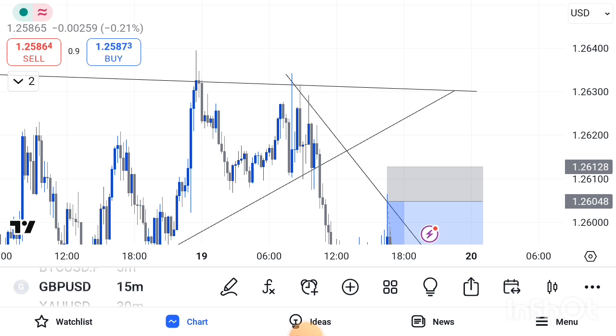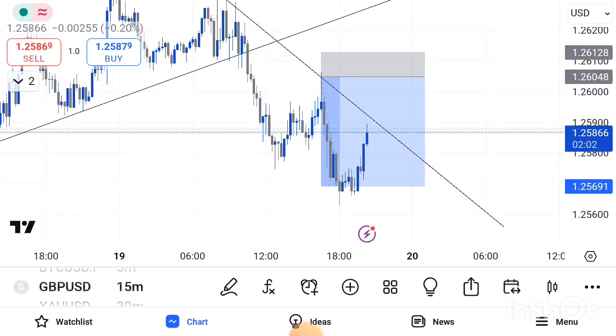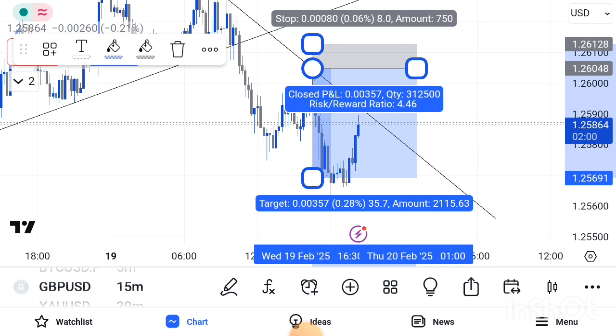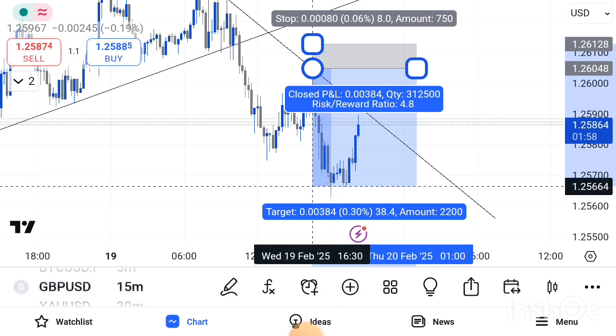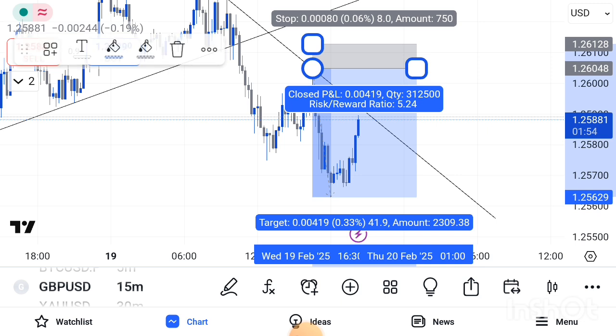Okay, you can see price is leaving crazy wicks. So this is actually a very good example of a trend line. Very good example, very good. This should be a 40 pip move.